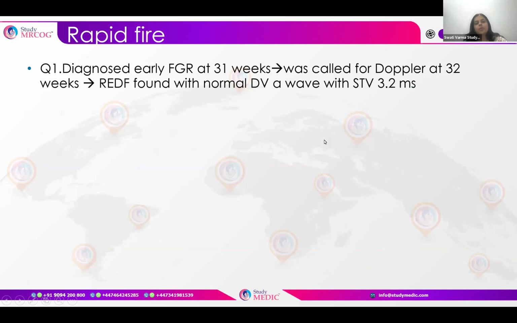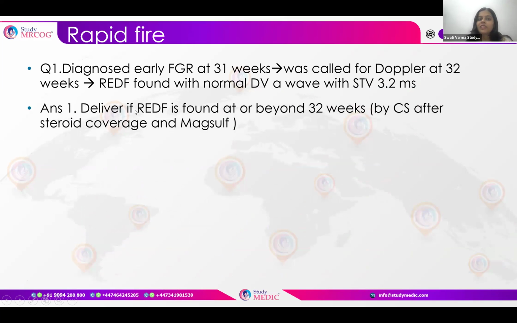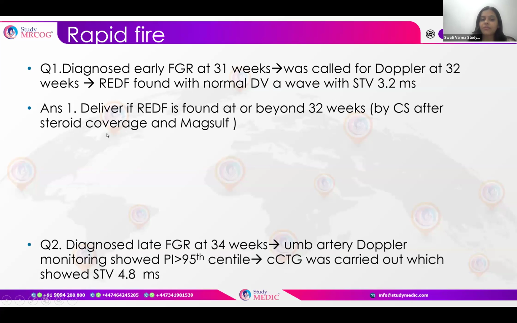Now, just some quick questions. If a woman is diagnosed as early FGR at 31 weeks, she was called for Doppler at 32 weeks, and reversed end diastolic flow was found, with the other parameters normal, we will obviously deliver her. Because at any time, if she is at 32 weeks or beyond and REDF is there, close your eyes and deliver her by cesarean section after steroids and magnesium sulfate.